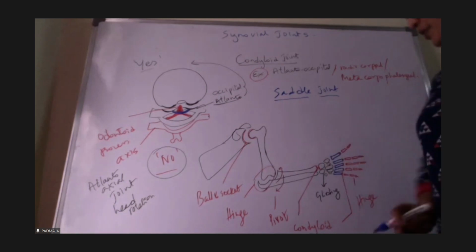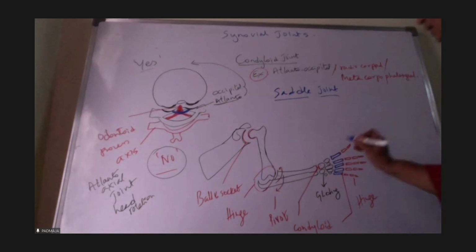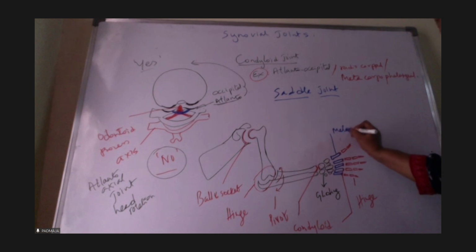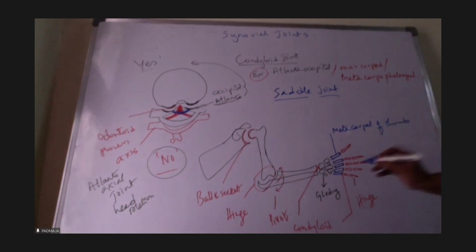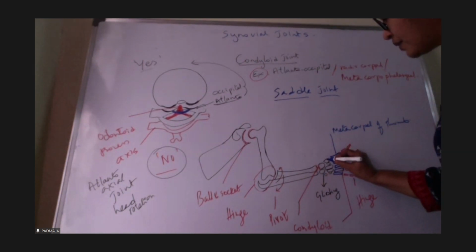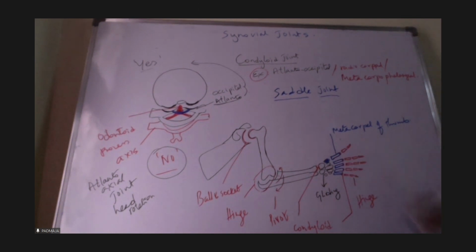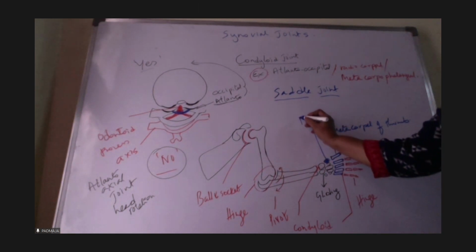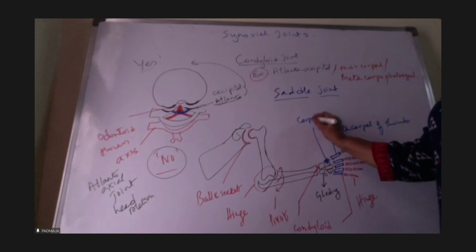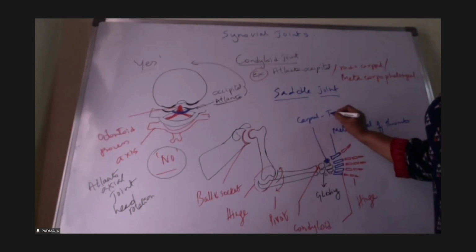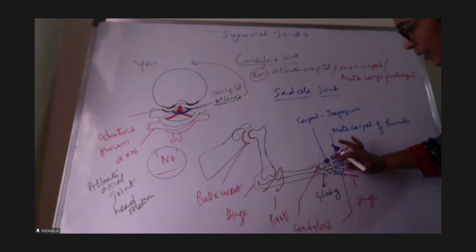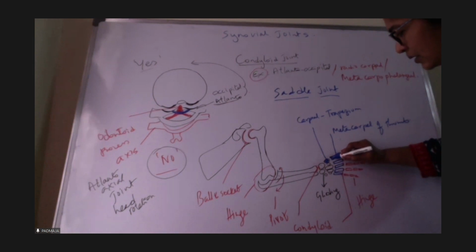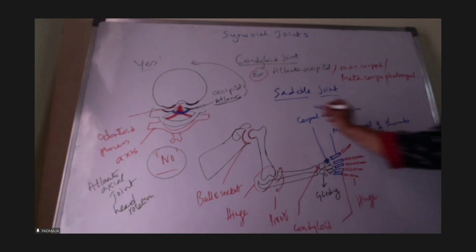Important. First you listen, what is it? This is the metacarpal of the thumb, and what is this one? Carpal, where the thumb attaches. Remember what is it? That's good. Trapezium. Carpal, that is trapezium. In between these two, this joint is the saddle joint. So what is the speciality here?